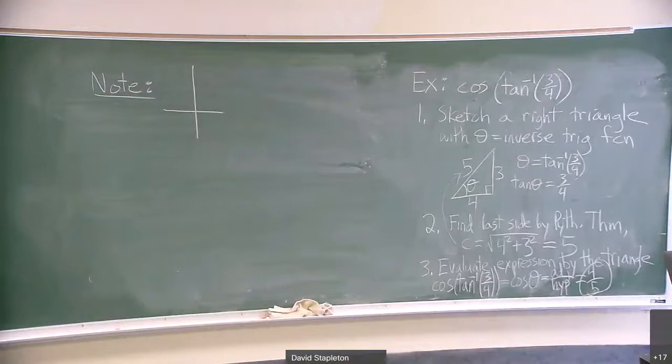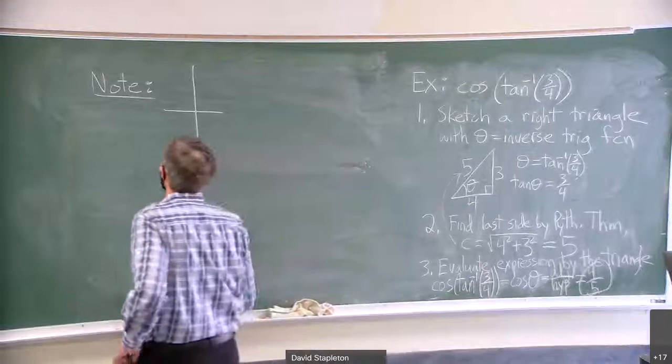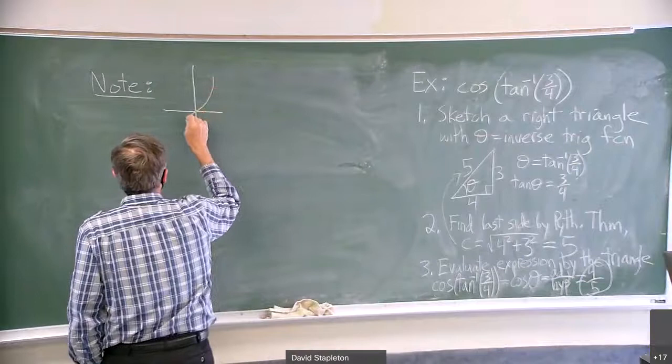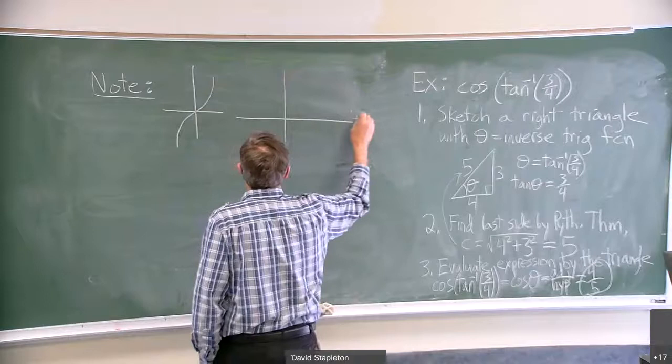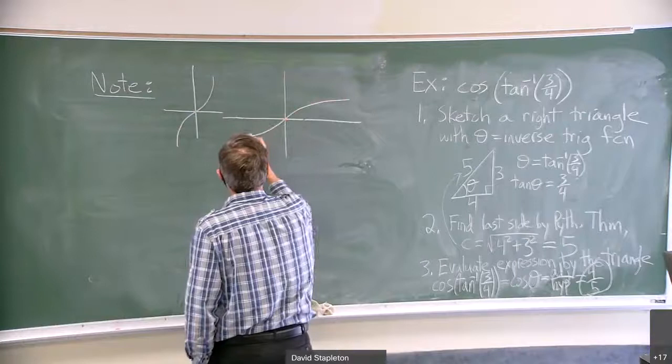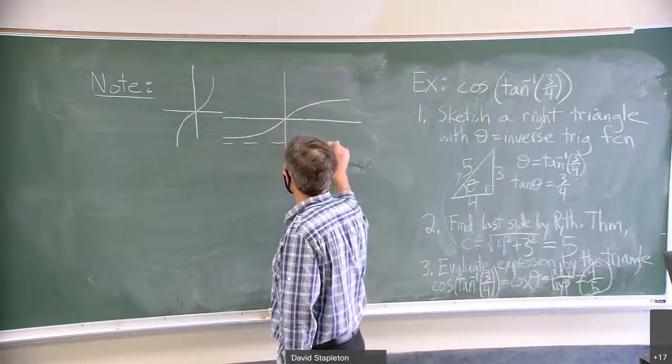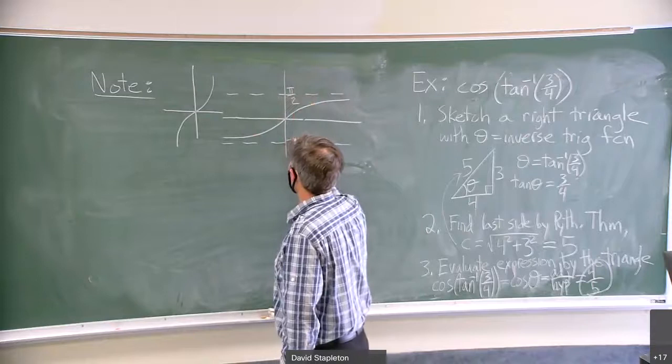Now, a note, if you look at the arcsine function or the arctangent function, there's an interesting graphing property they have. That's true of the inverse of any odd function. Can you see what it is? What graphing property there? What symmetry do they have?